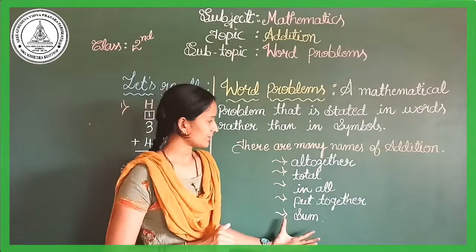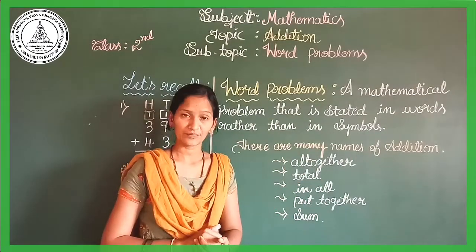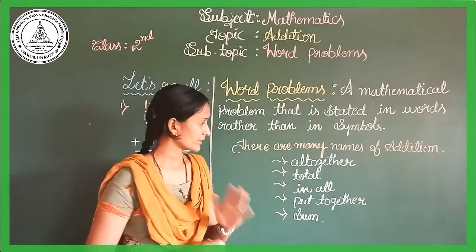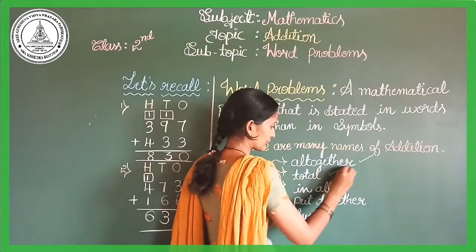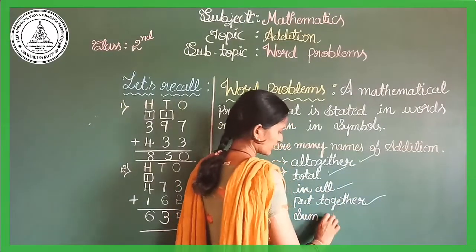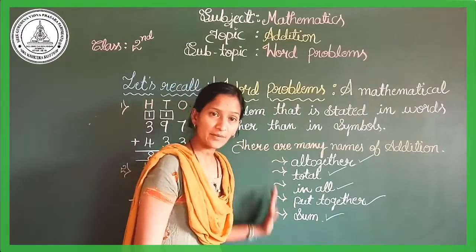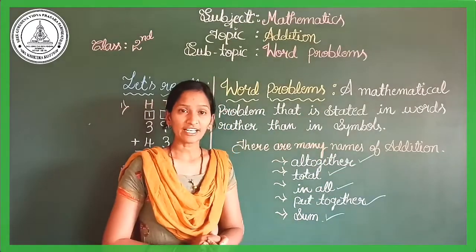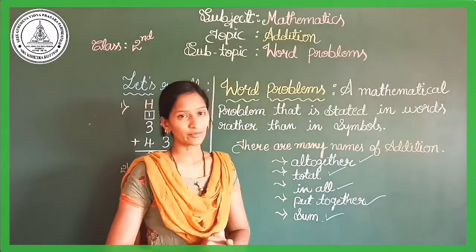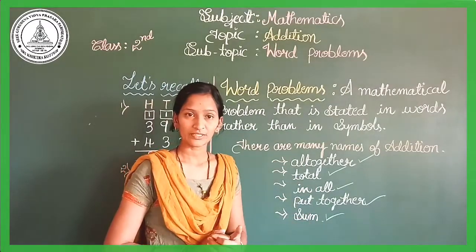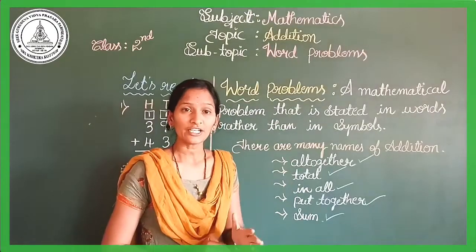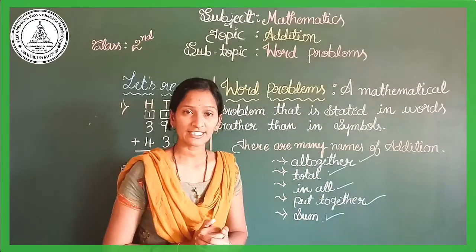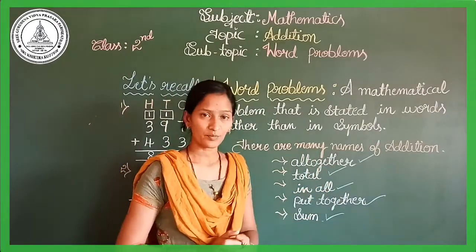Now come to the second one. There are many names for addition. Already you know addition, right? There are several names for addition. For example, look here: altogether, total, in all, put together, and sum. If you get these types of words in a sentence or in a problem, you can easily identify that it is an addition word problem. So these are simple clues. If you get these types of words in a problem, then you can easily recognize that it is an addition word problem.